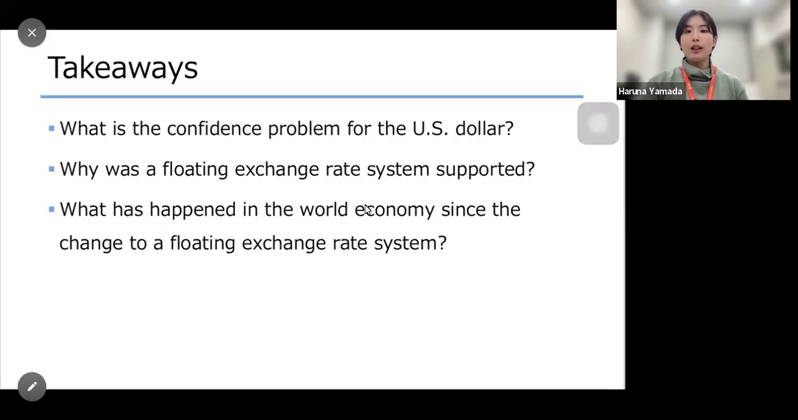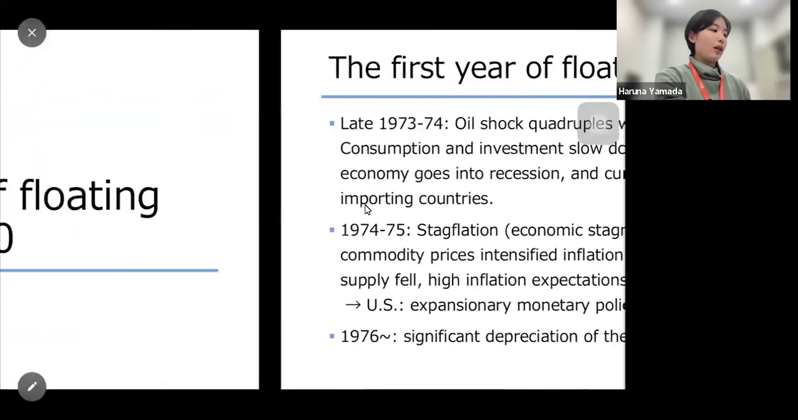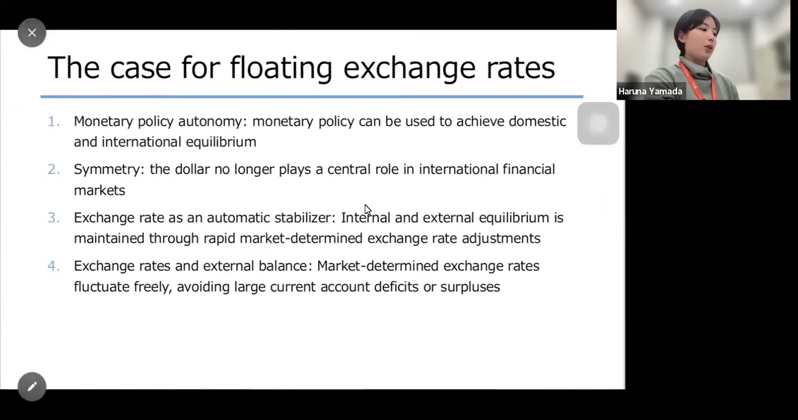So why was the floating exchange rate system supported? The floating rate system has four advantages: monetary policy autonomy, symmetry, the exchange rate as an automatic stabilizer, and the exchange rate as a balancer of external balance.